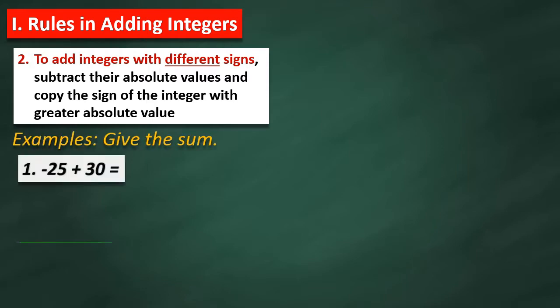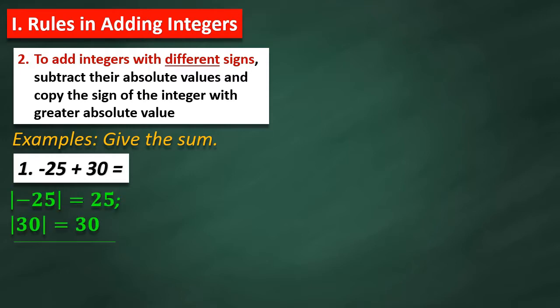Number 1. Negative 25 plus 30. Let us find their absolute values. The absolute value of negative 25 is equal to 25. And for 30, it is equal to 30. Then, we subtract their absolute values. It becomes 30 minus 25. Please take note that we will always put the higher value first. The difference now is equal to 5.